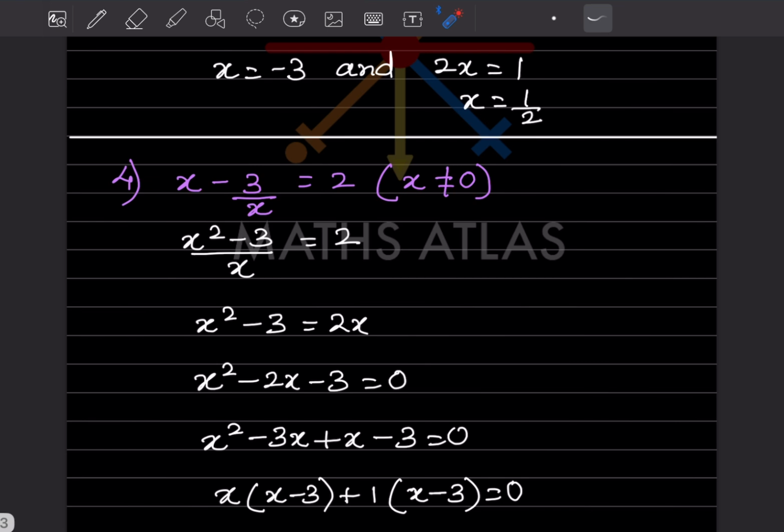Now again here, this is given x minus 3/x is equal to 2 and x is not equal to 0. So now what will you do here? We'll take the LCM of this one. So this LCM is x. So what will be in the numerator? This will be x square minus 3 divided by x is 2.